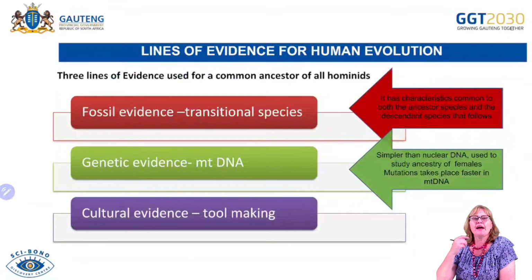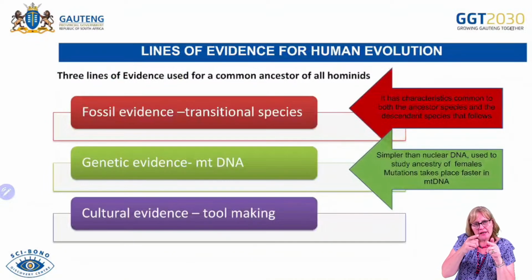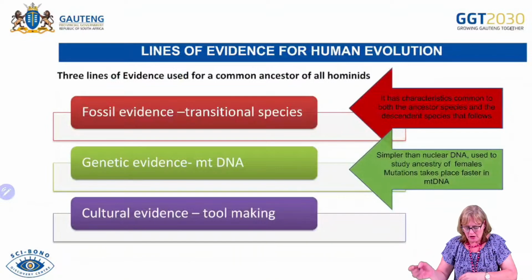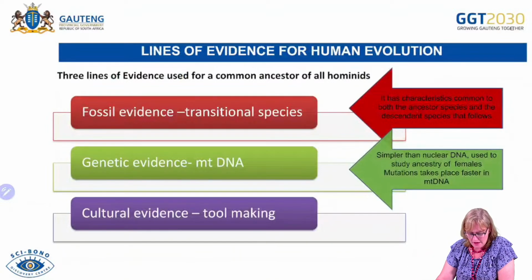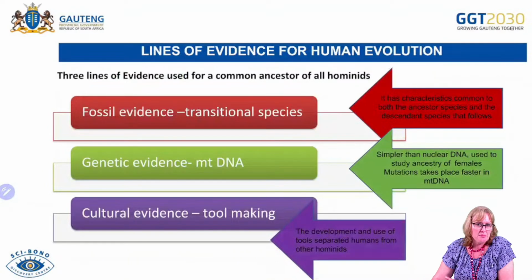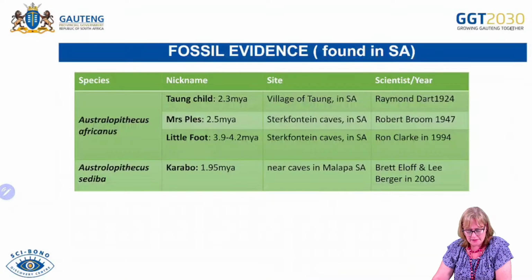Genetic, they look at the mitochondrial DNA because it's simpler than the DNA in your nucleus, right? And mutations happen much faster there, so they can actually trace back these mutations, and they did that, and they found that mitochondrial Eve lived in Africa 230,000 years ago, right? Cultural evidence, and look at the tools that humans made, and that also relates to brain capacity.